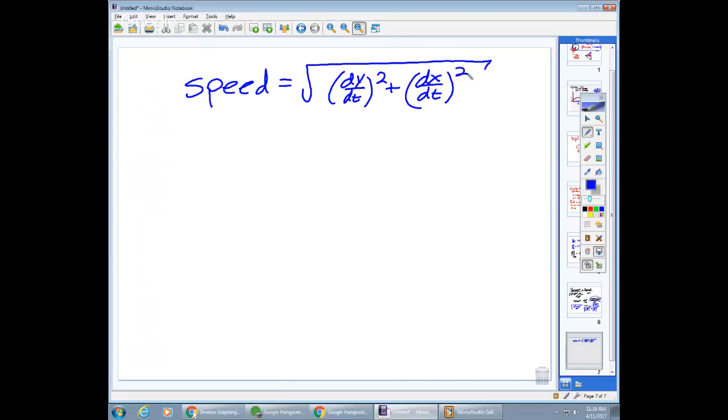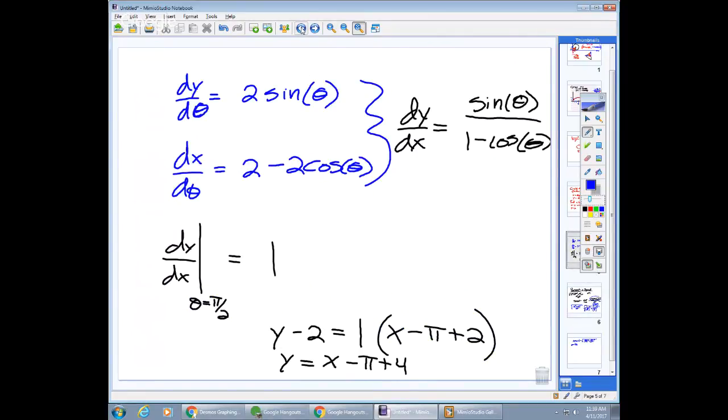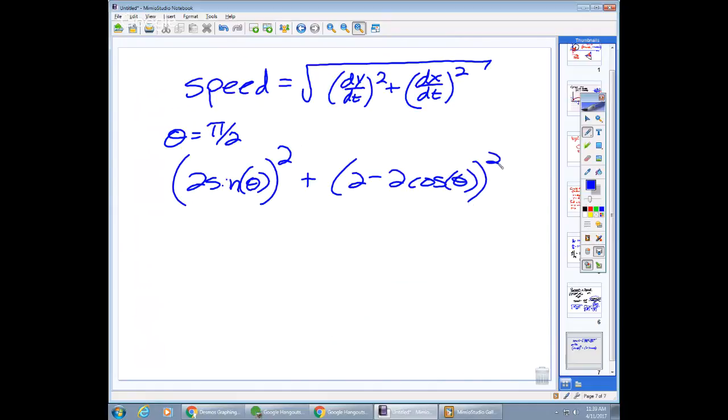So let's check that for our instance. We're using thetas instead. We had theta equals pi over 2. And let's see, what was our derivative? That's 2 sine and then 2 minus 2 cosine. All right. So we've got twice the sine, everything's squared, plus 2 minus 2 cosine, I believe it was, squared, all inside the square root. Now here, it probably makes more sense to plug in the pi over 2 and then clean this mess up. Okay.